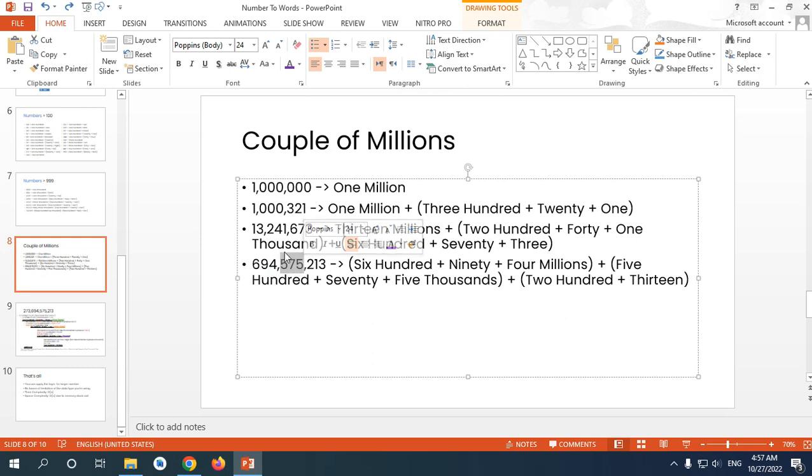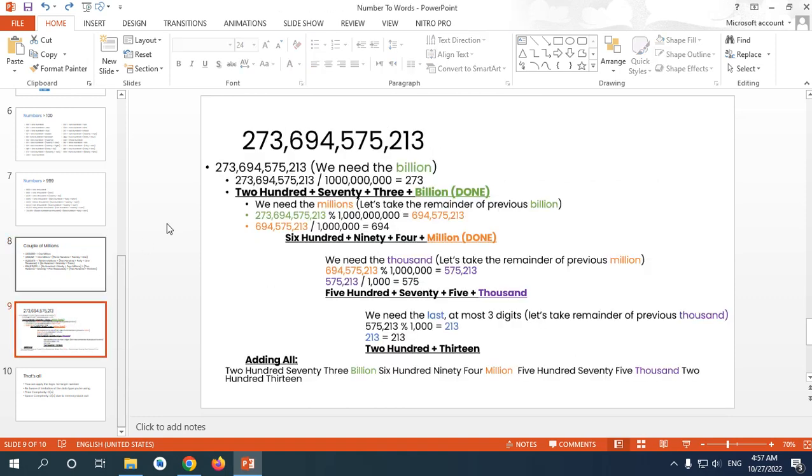575 is the same calculation as before, and so on. Let's see a real example of how we can apply it for a billion.